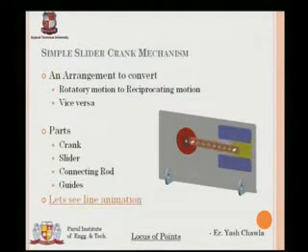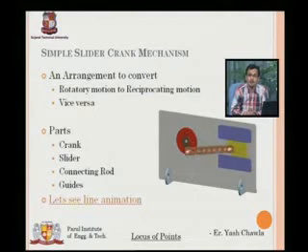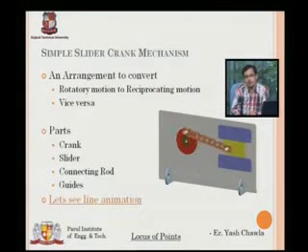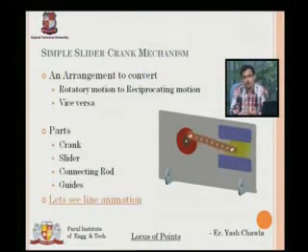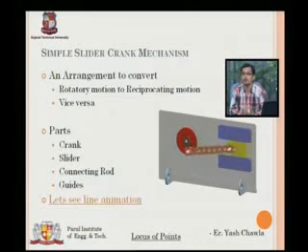Now what basically is happening is either the red circle is rotating and due to that the oscillating motion of the yellow block is caused, or the other way around, the yellow block is oscillating and that's why the rotation of the circle is obtained. So basically we can say that a slider and crank mechanism is a mechanism either to convert rotary motion to oscillating motion or oscillating motion to rotary motion.